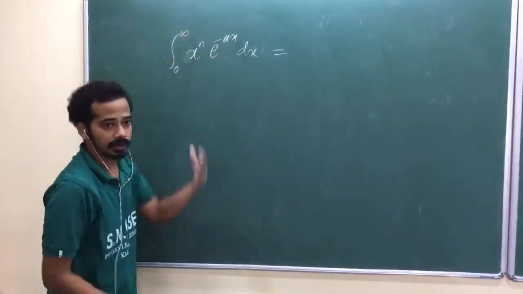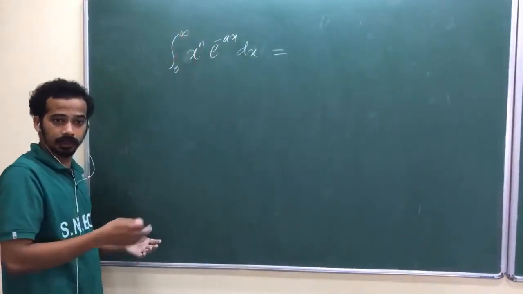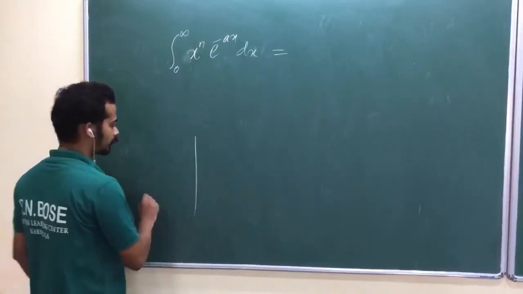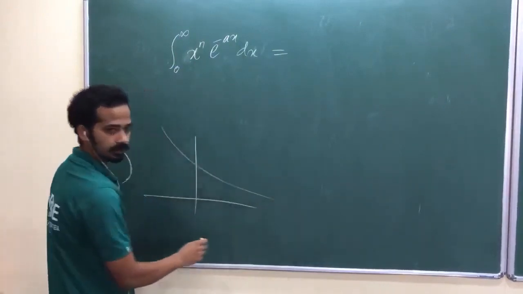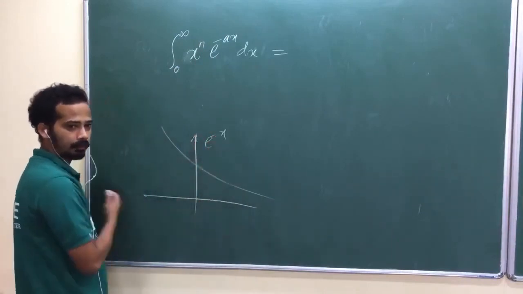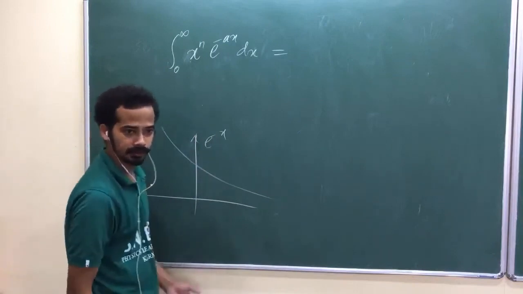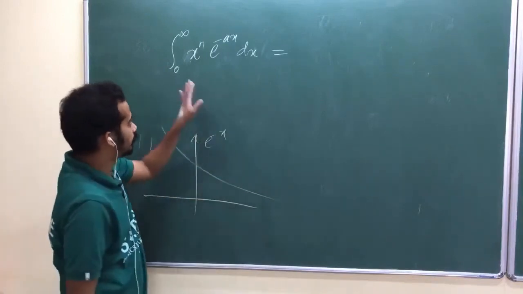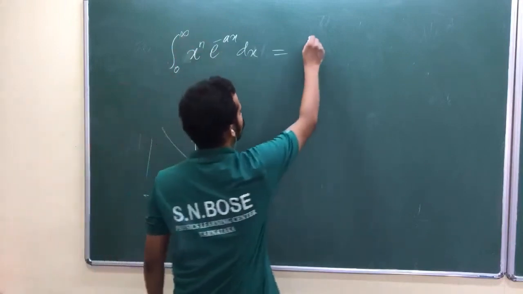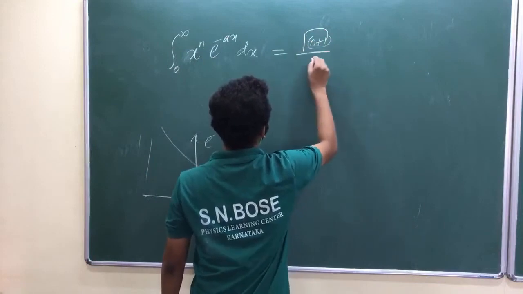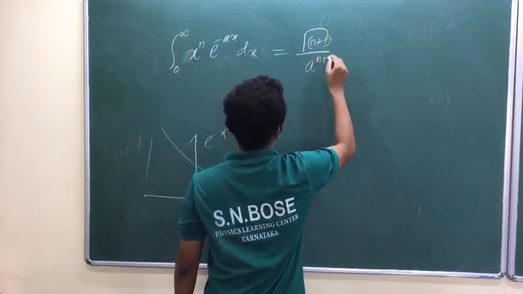Because for e^(-ax), if x is negative and large, it will be an increasing function. Isn't it? If you plot e^(-x), it will be like this. If you take the area under the curve from minus infinity to plus infinity, it would be infinity. So that's why 0 to infinity, that is finite. That's equal to gamma of n plus 1 whole divided by a^(n+1).